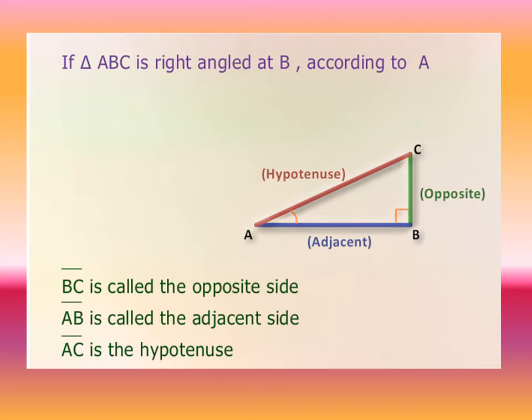If triangle ABC is right-angled at B, according to angle A, line segment BC is called the opposite side, line segment AB is called the adjacent side, and line segment AC is called the hypotenuse.